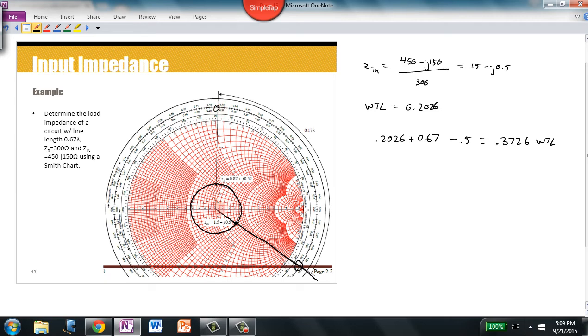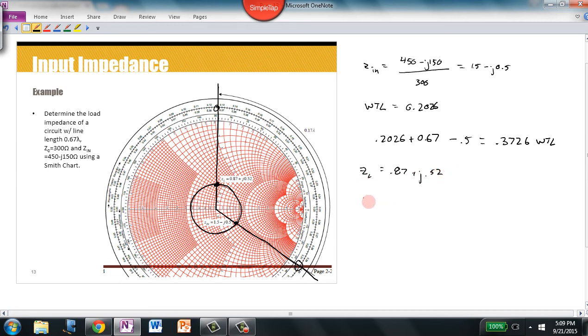And then I draw a line from the center of the Smith chart to this point right here, and then I find out where that line intersects with the operating circle, and I write Z load is equal to whatever the point is right there, and it's 0.87 plus J0.52.